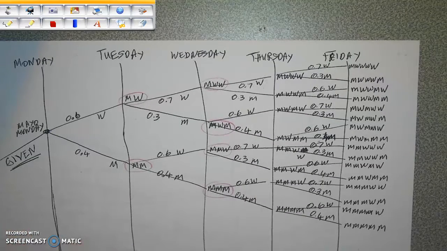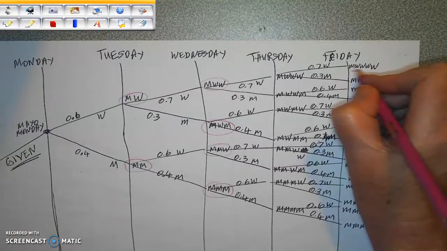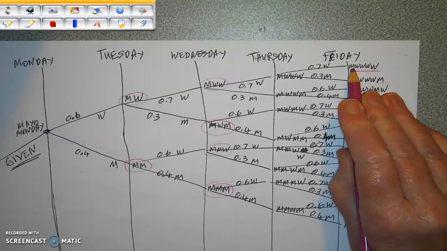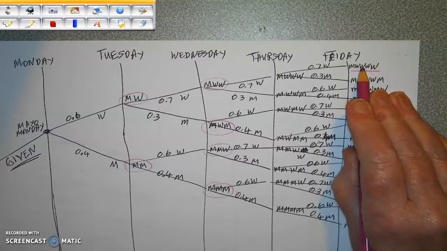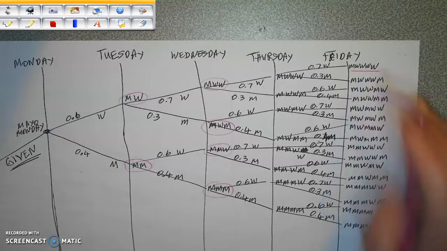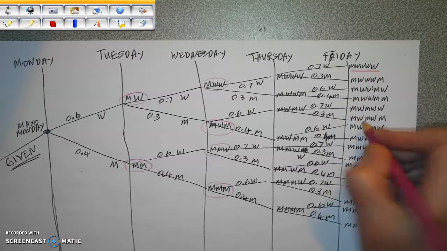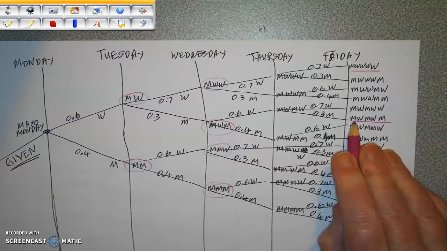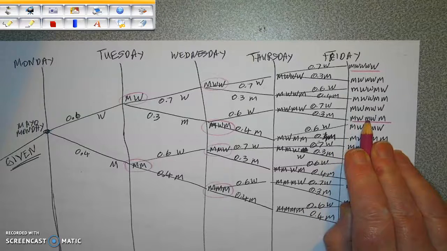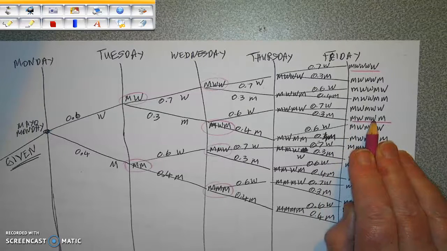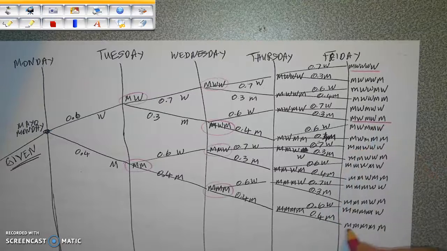When you get to Friday, this here is Mayo on Monday, wedge Tuesday, wedge Wednesday, wedge Thursday, wedge Friday. Let's pick another one just at random. This one here is Mayo Monday, wedge Tuesday, Mayo Wednesday, wedge Thursday, Mayo Friday. And down here at the bottom, you have Mayo, Mayo, Mayo, Mayo, Mayo, the whole way across.